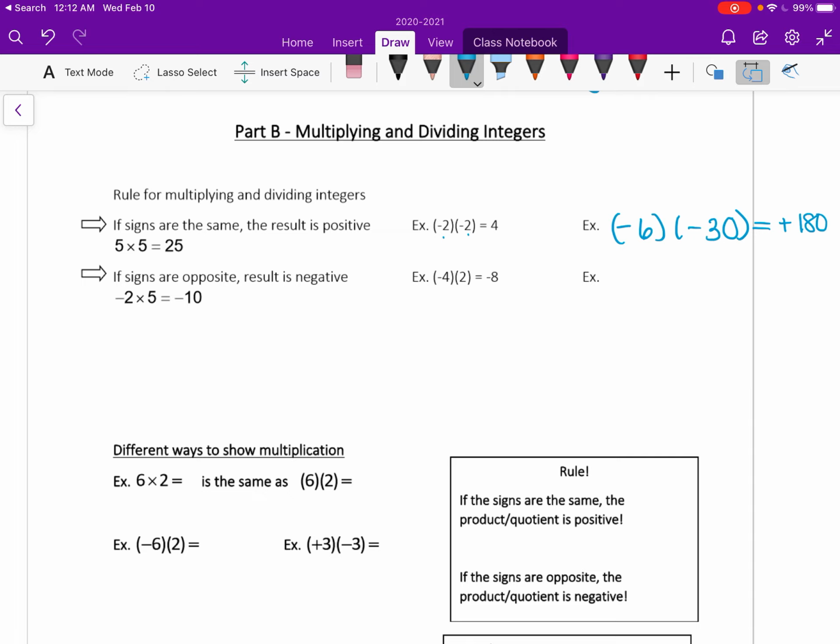Okay. Now, if you have negative 5 and positive 5, notice how the signs are opposite. The signs are opposite, so the opposite will give us a negative. It's the same thing as when we are adding. So you have negative 5 times 5, which will give you negative 25. You have negative 2 times 2, which will give you negative 4. How about we try negative 7 times positive 8? That'll give us negative 56.